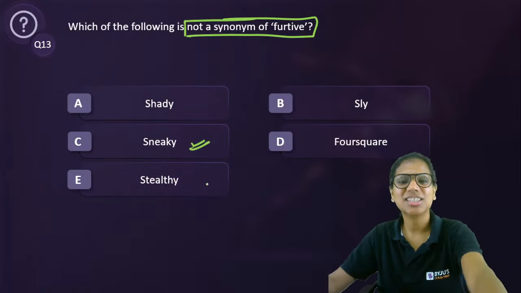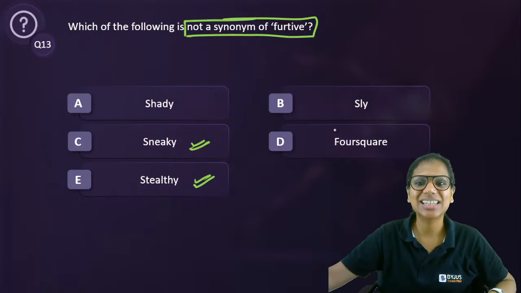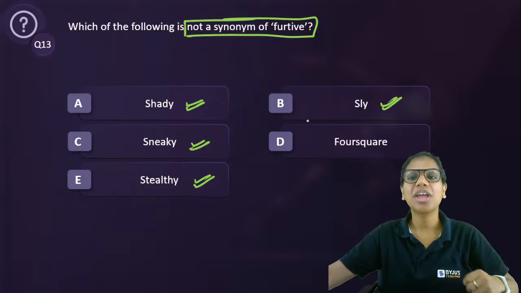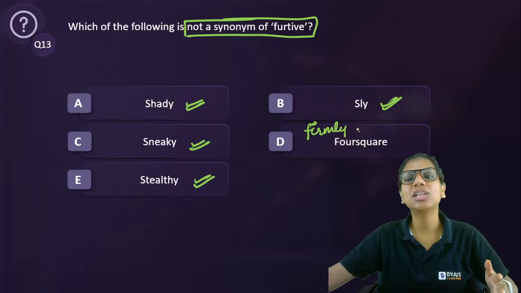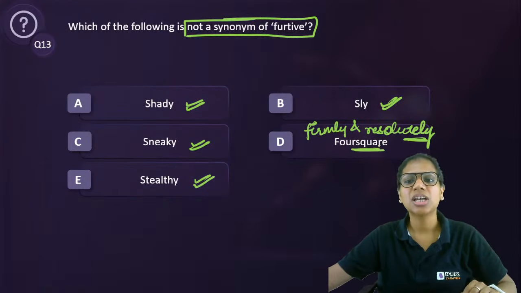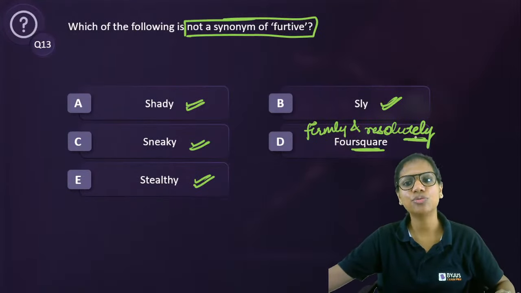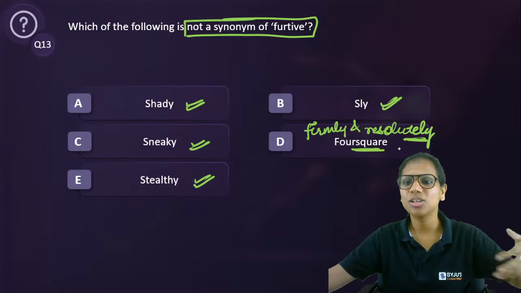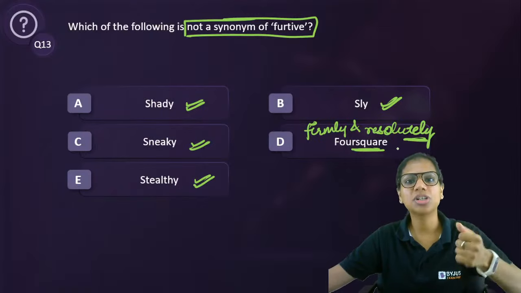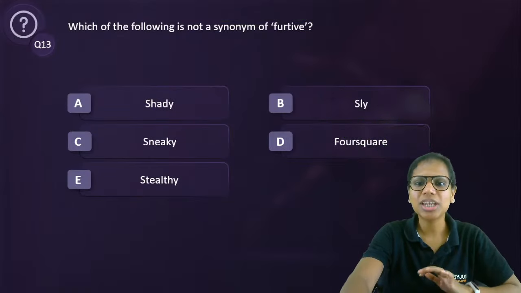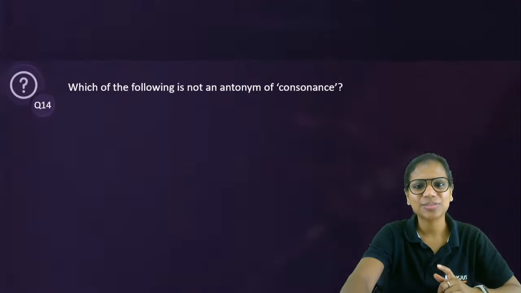It's something that's done in secret, very secretive, very stealthy glance, a very sly glance. It can also be considered as shady, suspicious and shady also. Foursquare means firmly and resolutely. So you can use it in multiple fields. For instance, if I say she stood foursquare behind him, that means she stood firmly and resolutely behind him. The building stands foursquare on that area, that means that it stands very firm and solid. So foursquare is not the synonym. Others are synonyms of furtive. So you can get a not a synonym question as well, right?